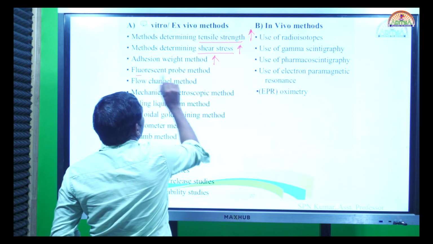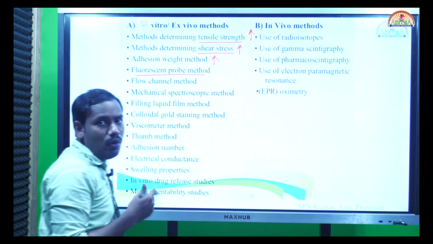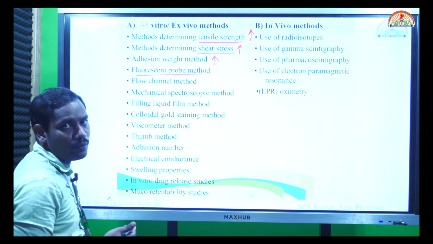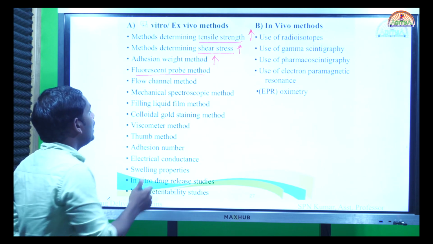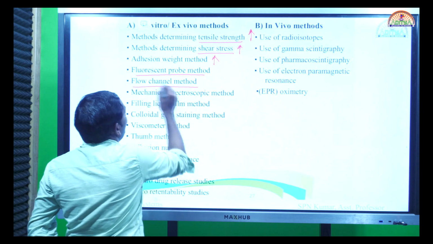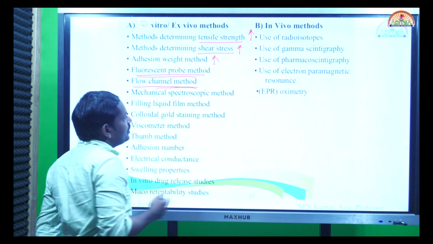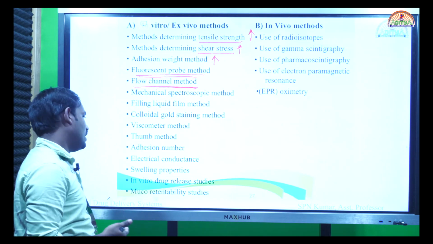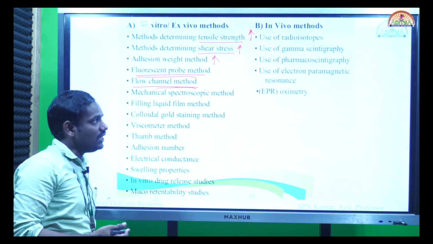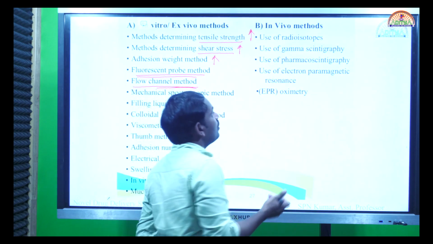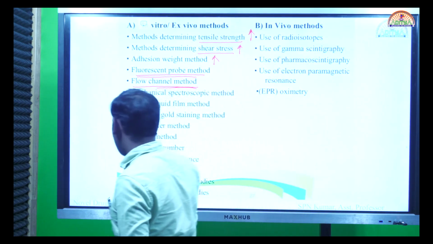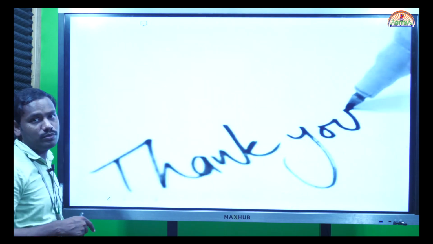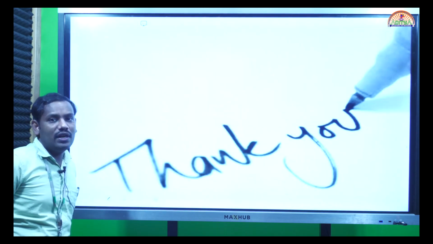Then the fluorescent probe method. This will tell you how many hydrophilic polymers and how many hydrophobic polymers are present in a given dosage form, so that we can easily evaluate the parameters of the dosage form. All these things, electrical conductance and swelling properties, should be measured to see whether the given dosage form is successful or not. Even in vivo methods, within the body, can be used to test the quality of the dosage form. So with that we finished this mucoadhesive dosage form.